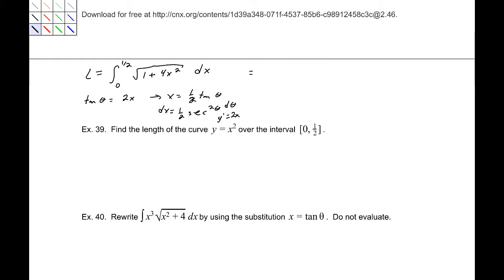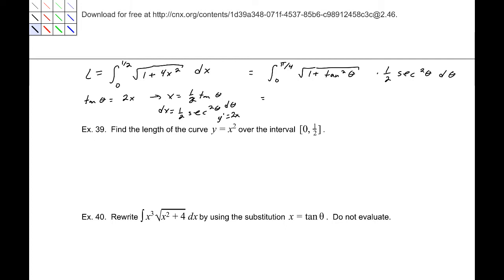That integral becomes the integral from, now let's go ahead and make the change of variable. If we plug 0 in for x and solve for theta, this ends up being 0 to pi over 4. Okay, the square root of 1 plus 4x squared, so that's 4, and then we'll have 1/4. So actually this ends up being just tangent squared theta. And then our dx becomes 1/2 secant squared theta d theta.